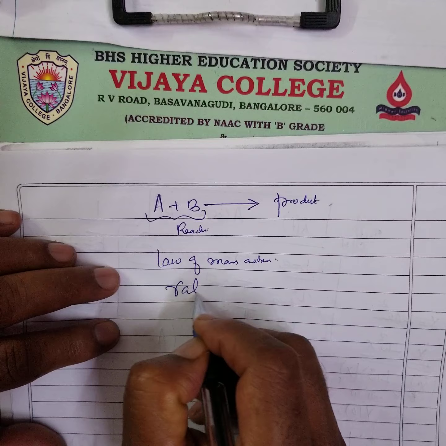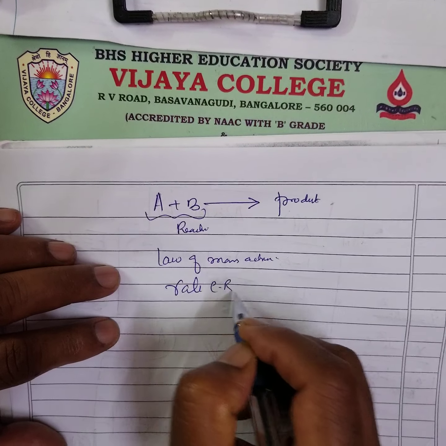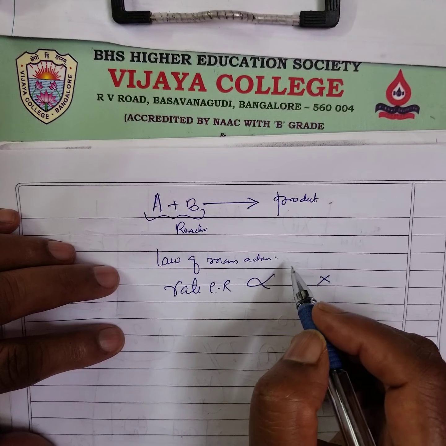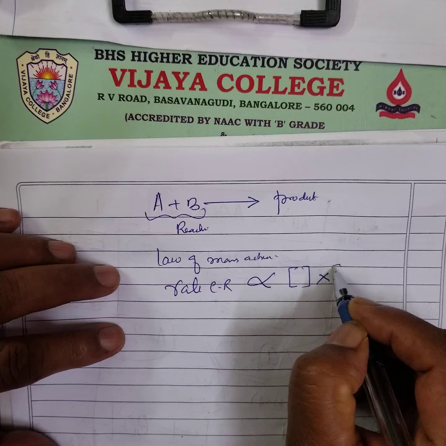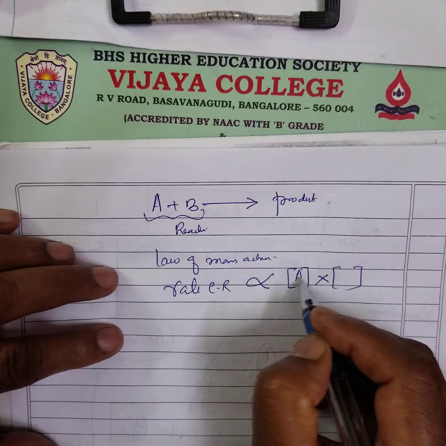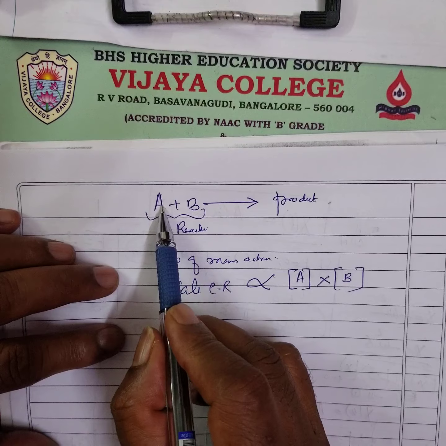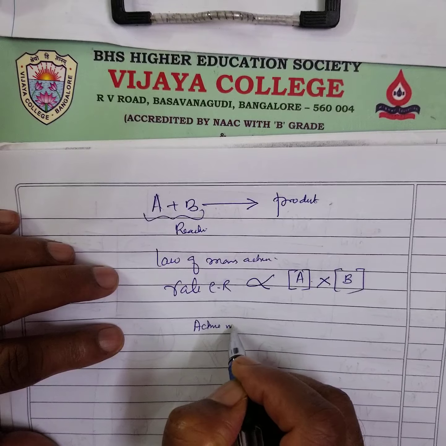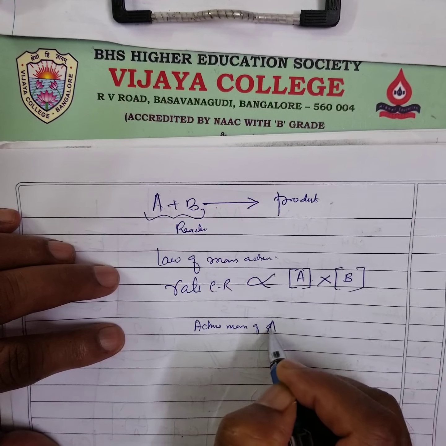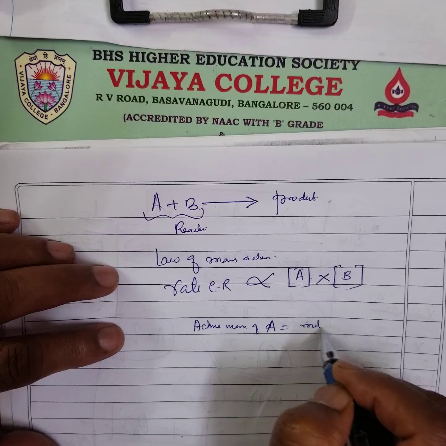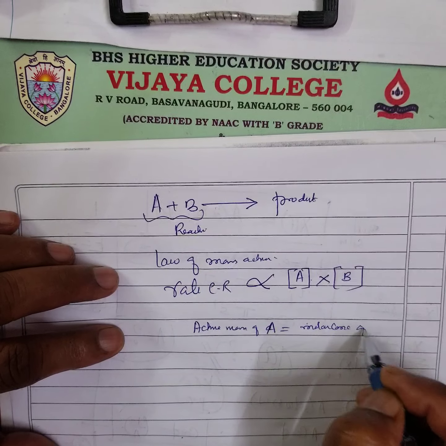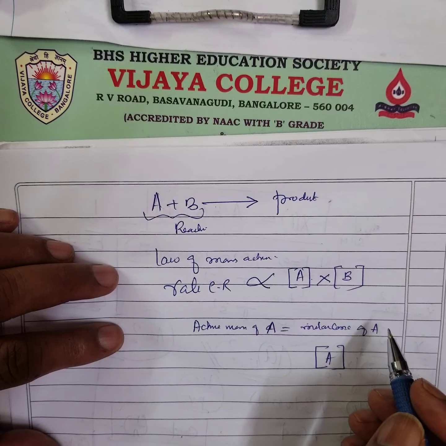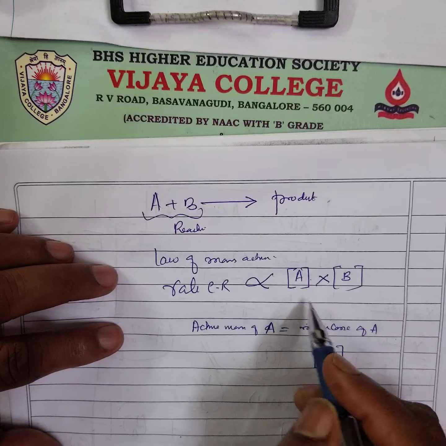According to the law of mass action, the rate of a chemical reaction is directly proportional to the product, meaning the multiplication, of the active masses of the reacting substances. What are the reacting substances here? A and B. What is active mass? Active mass of A means the molar concentration of A, which is denoted by square brackets. Understood?